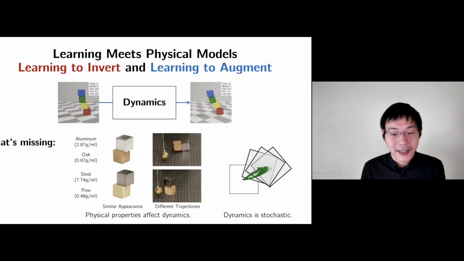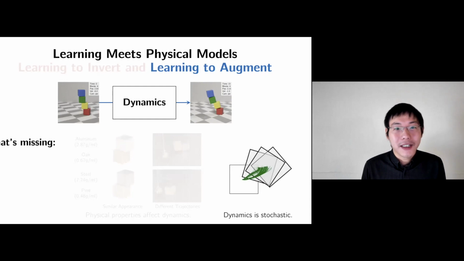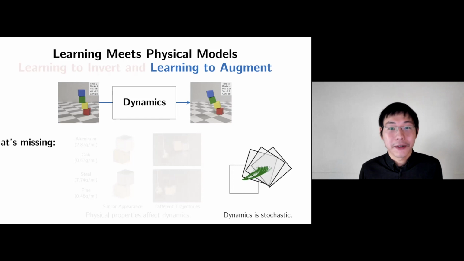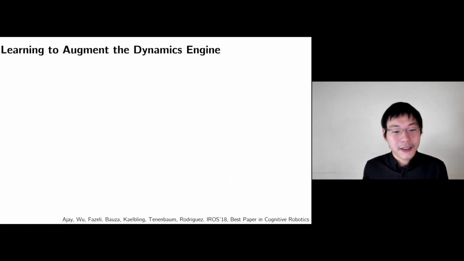So dynamics is stochastic. And this shows we may also want to not only use learning to augment a graphics engine for image rendering, but to augment a dynamics model to capture the uncertainty in the real world, and to make it more accurate and more efficient. Due to time constraints, I will skip the learning to invert dynamics model part. I'll just give a quick example of how we may use learning to augment a dynamics engine.